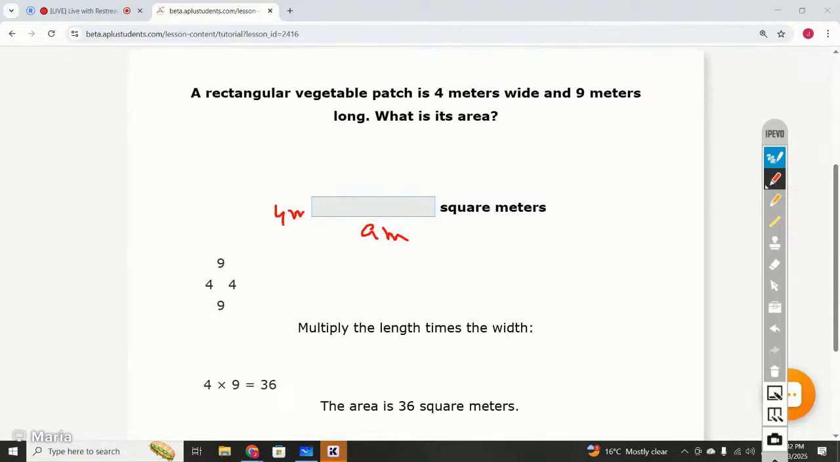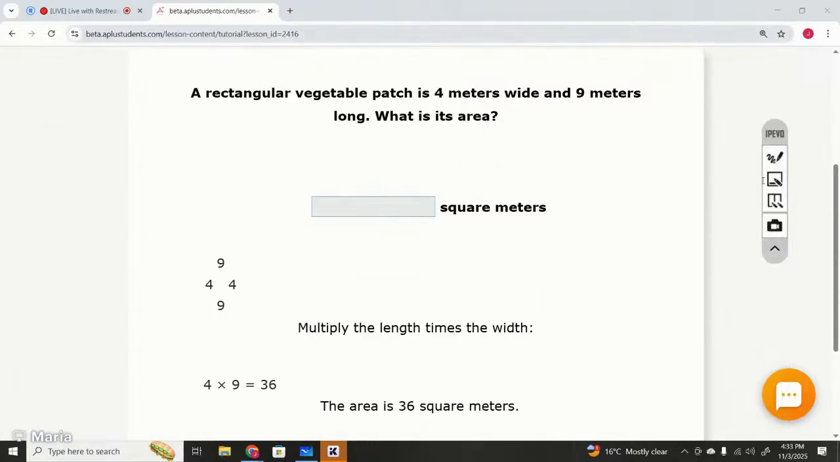When we are going to calculate the area of the rectangle, the area of a rectangle is length times width. So we have to do 4 times 9. Here it is. 4 times 9 equals 36. So the correct option is 36. 4 times 9 makes 36. The area of this rectangle is 36.